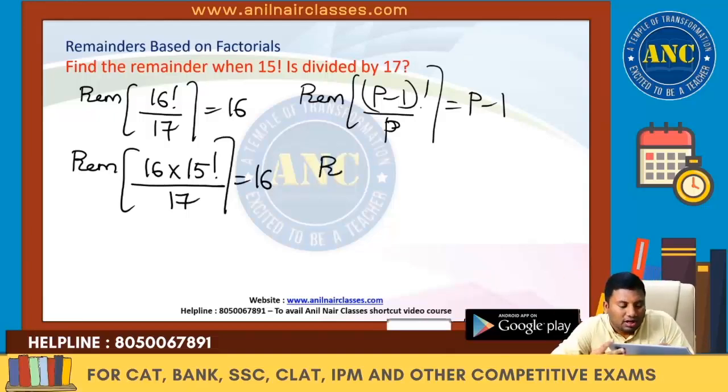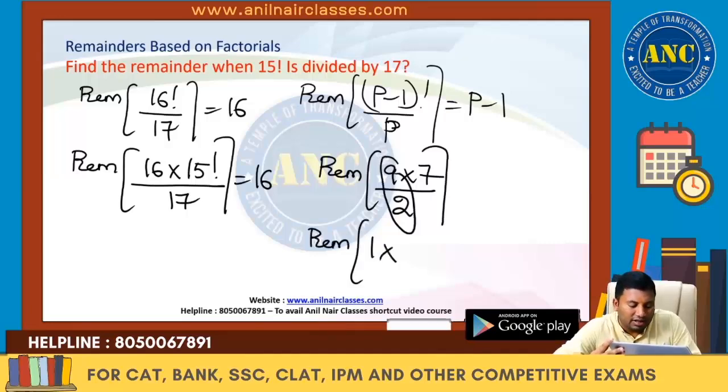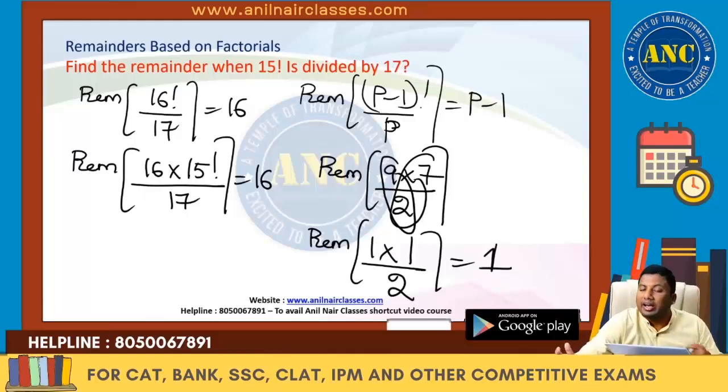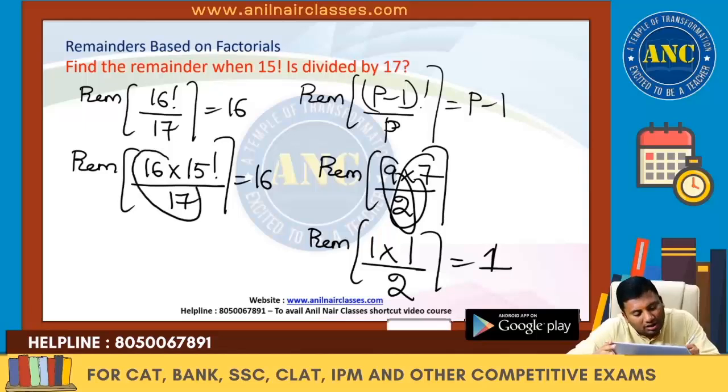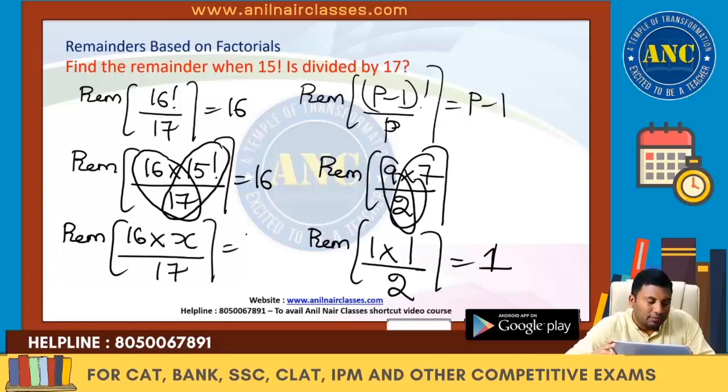Now if you observe, remainder when 9 into 7 is divided by 2. 9 when divided by 2, remainder 1. 7 when divided by 2, remainder 1. When I further divide, is the remainder changing? Remainder is not changing. It will not change as long as the numerator is less than the denominator. 16 when divided by 17 is 16. 15 factorial by 17, we don't know the remainder. When I further divide, remainder will not change.